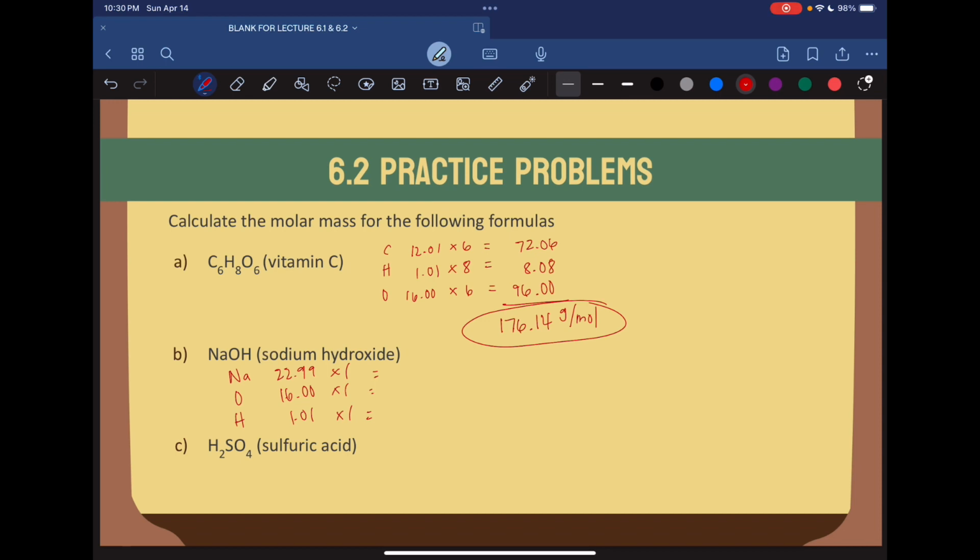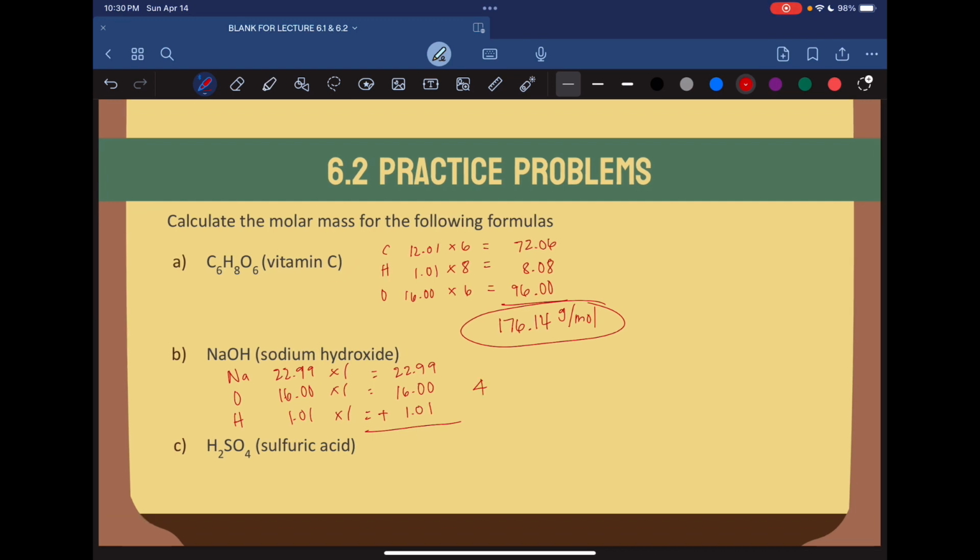If you know that those are all the ones together, you can just add them all together, but I like to show all of my work just in case you're not sure where numbers are coming from. Add these all together, 22.99 plus 16 plus 1.01. You're going to get 40.00 grams per mole.